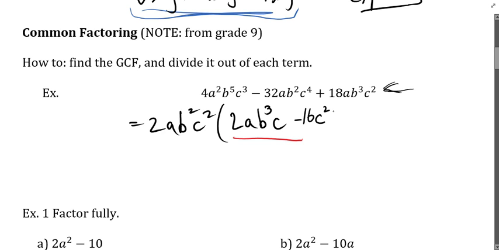See how this works? 18 divided by 2 is 9. A divided by a, gone. B cubed divided by b squared is b. C squared divided by c squared is 1. It's gone, so bam, I'm done.